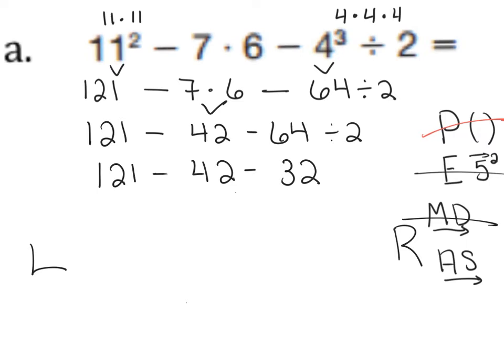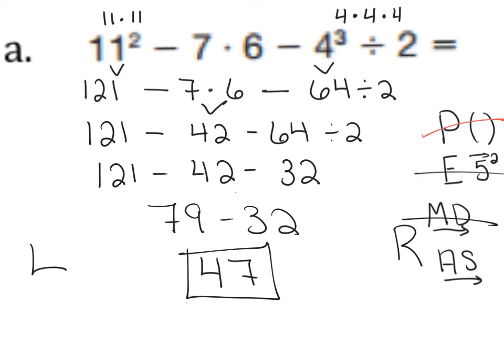So 121 minus 42 is going to give me 79 minus 32. And then 79 minus 32 is going to give me 47. And that's your final answer.